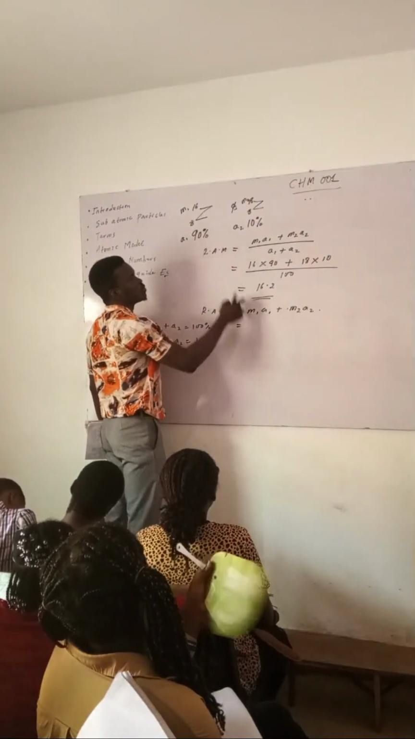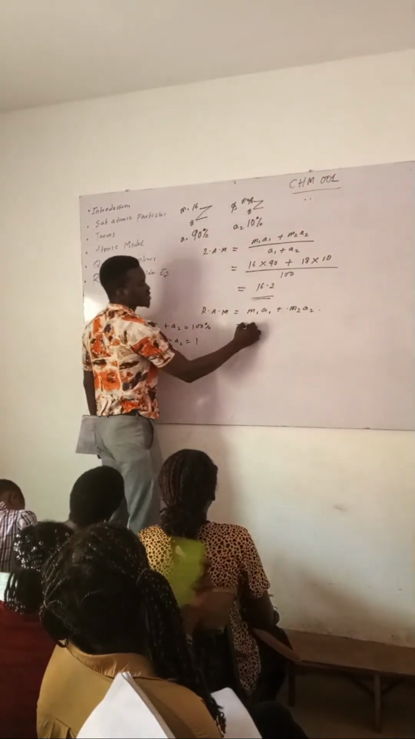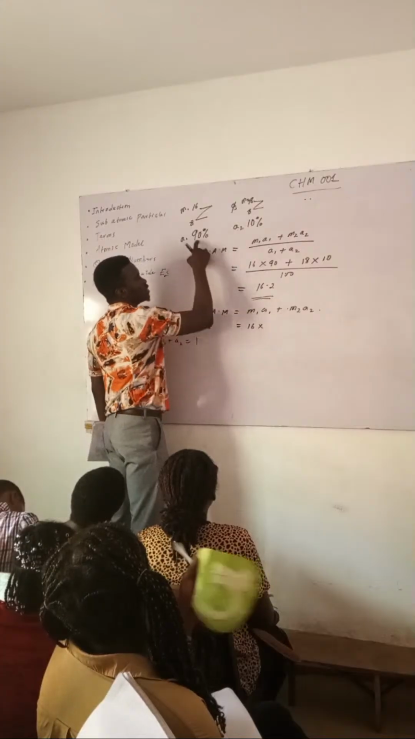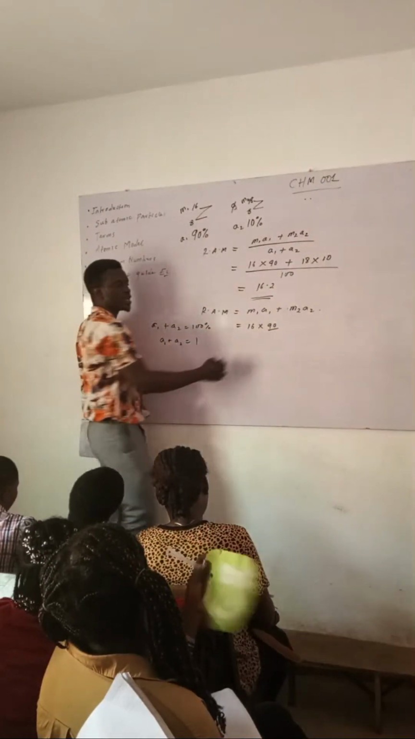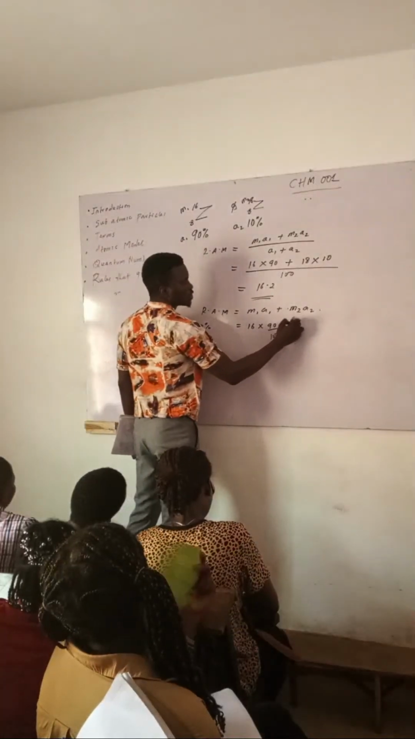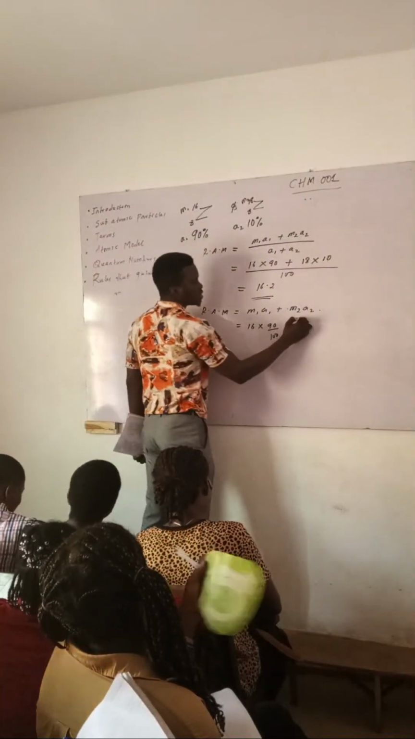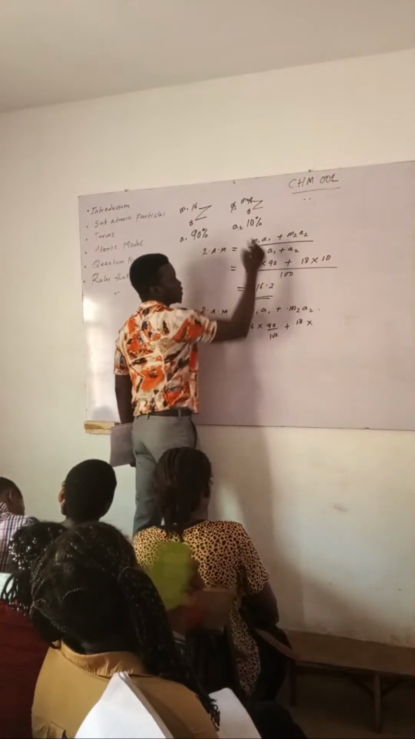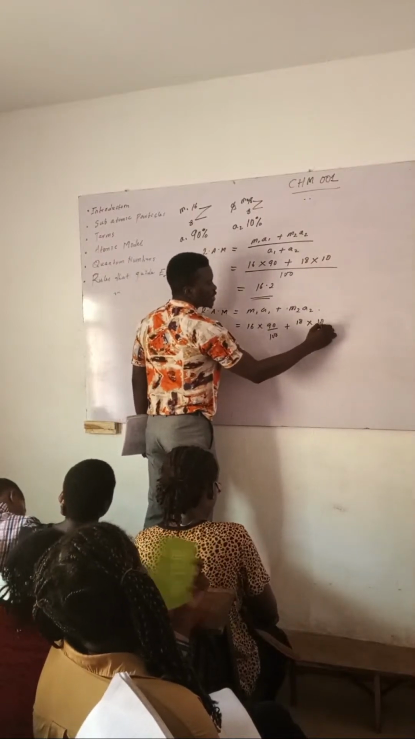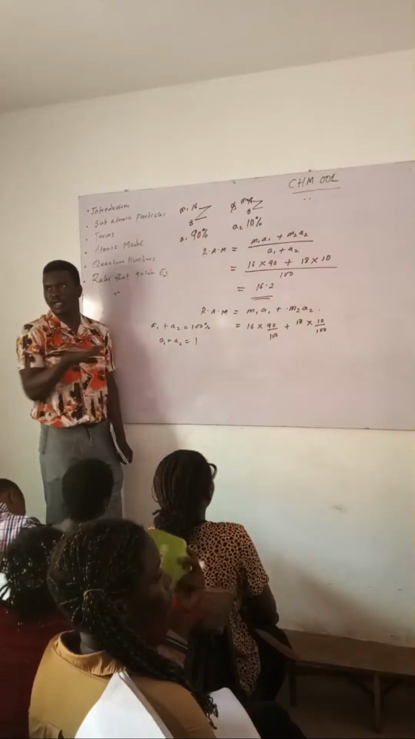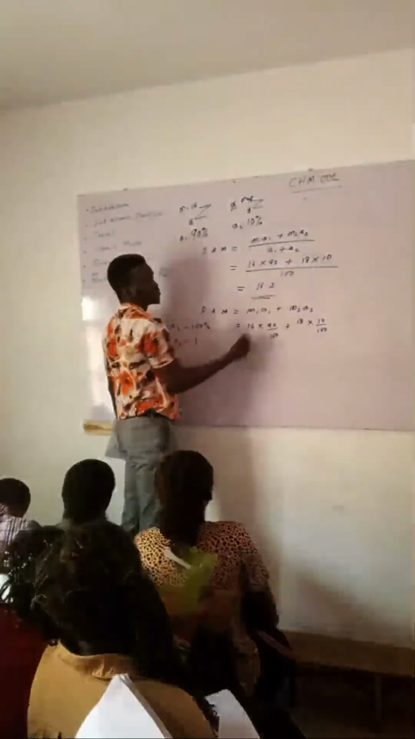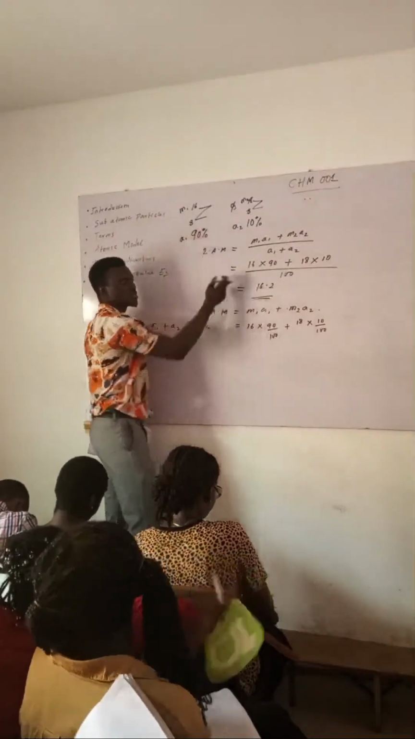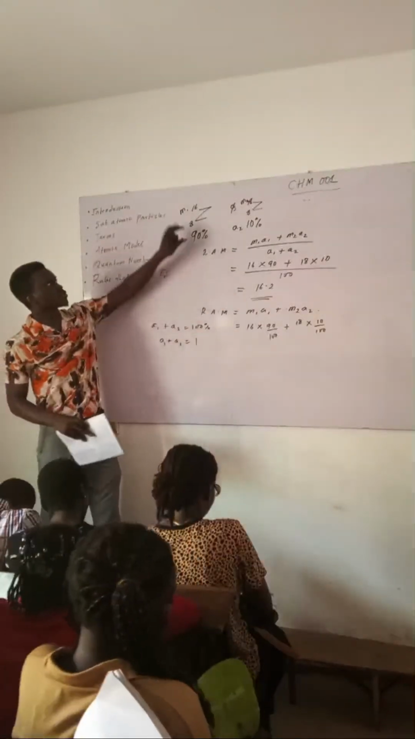Or better still, you first do it. This will now be M1. Your M1 is 16 times A1, 90. But you must turn it to a fraction, so you divide it by 100. Plus M2, 18 times A2, 10, and you also divide that by 100, to convert it to a fraction. So it's still the same thing. Dividing everything by 100 is the same thing. So that's how to solve this one.